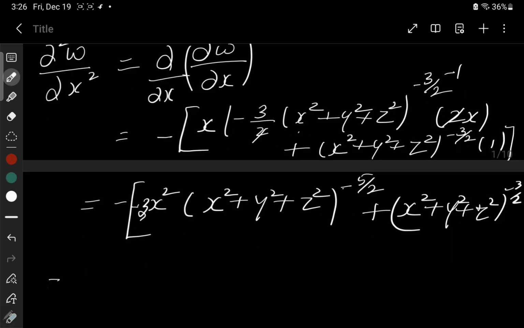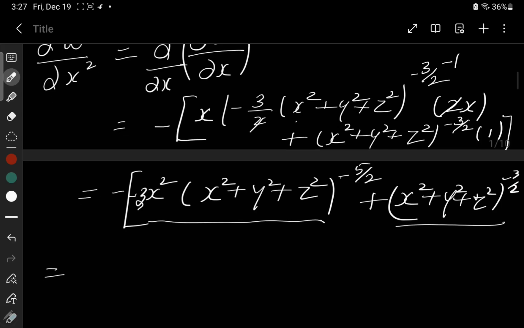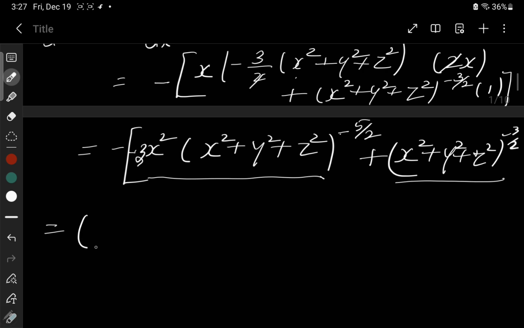See, next step. Here one term has x square plus y square plus z square to the power minus 5 by 2, and here the power is minus 3 by 2. So just take it as common. The least power is minus 3 by 2, so take x squared plus y squared plus z squared to the power minus 3 by 2 as common. And also I have minus here common, just keep as it is, minus.